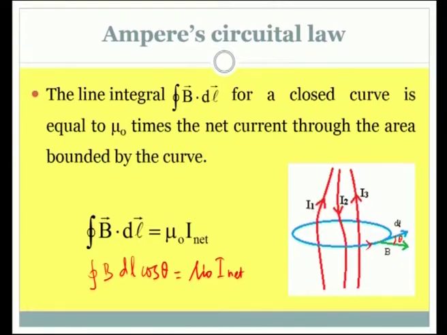So, here the net current, I net, if you want to write, is mu naught times I1 taken positive, I2 negative, so plus minus I2, and plus I3 is also taken positive. So, this is how we need to find out the net current. It is the algebraic sum with plus and minus signs which takes care of the direction.